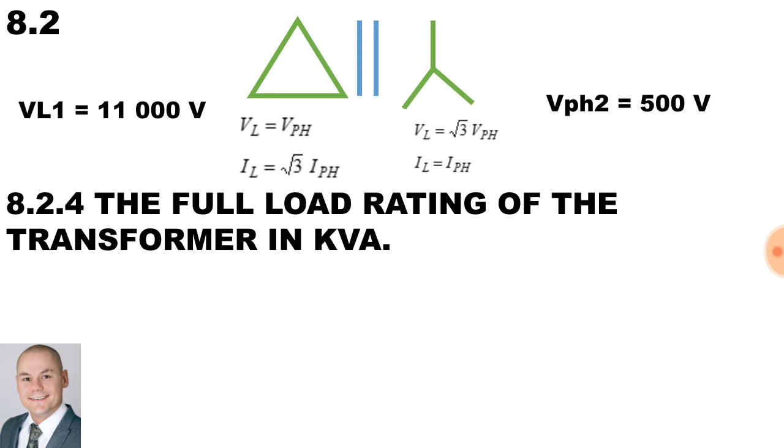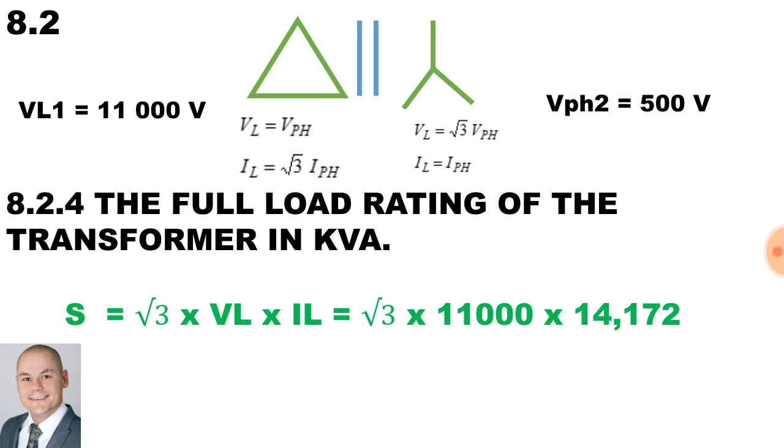To calculate the full load rating of a transformer in kVA, it is square root 3 multiplied by VL multiplied by IL, because it's a three-phase transformer. So the only question is, will we calculate the primary side or the secondary side, as we should get the same rating of the transformer. Let's work with the primary side. So it'll be square root 3 multiplied by the line voltage of 11,000 multiplied by the line current of 14,172, and that gives us a rating of 270 kVA.